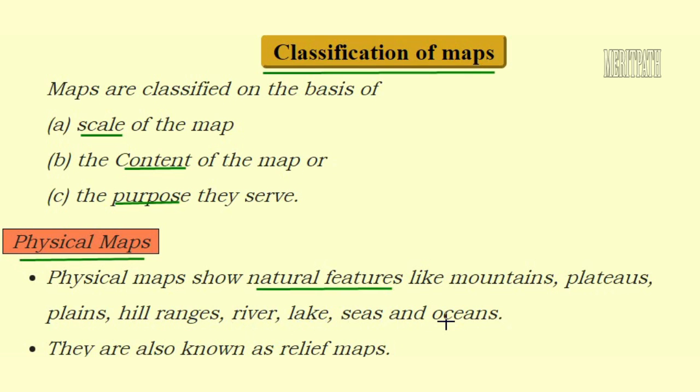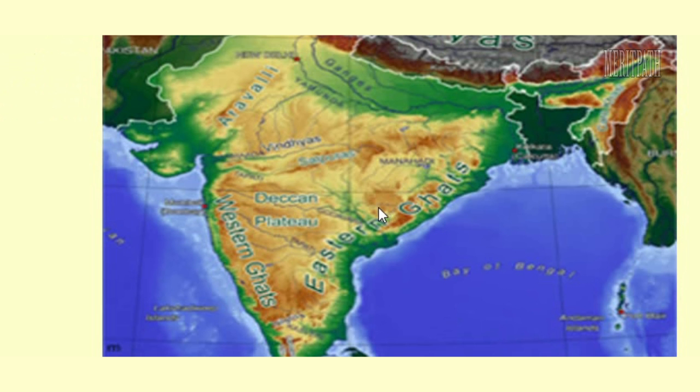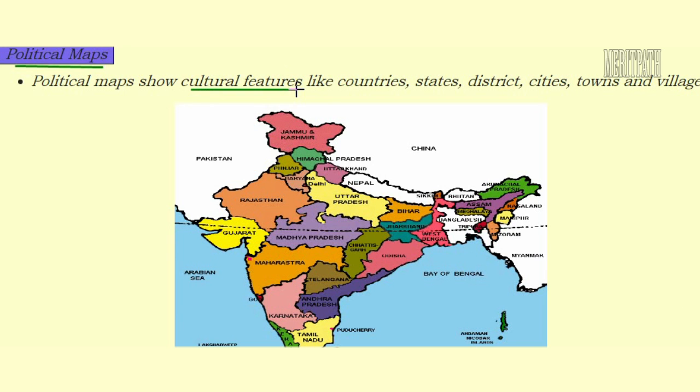These are the natural things, right? And physical maps are also known as relief maps. In this image, students, you are able to see the physical map of India, where they are showing you the mountains, that is the Himalayan mountains, plateaus, plains and then the oceans, etc.